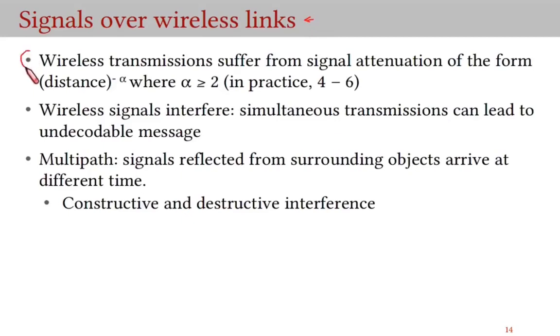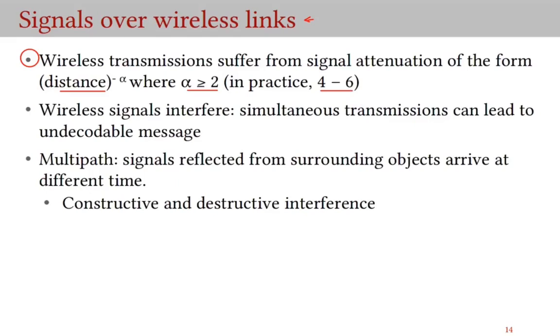Wireless transmissions attenuate at the rate of at least the square of inverse of distance. In practice, in urban environments, this exponent is usually between 4 and 6. And this leads to the short range that we see in case of wireless links.